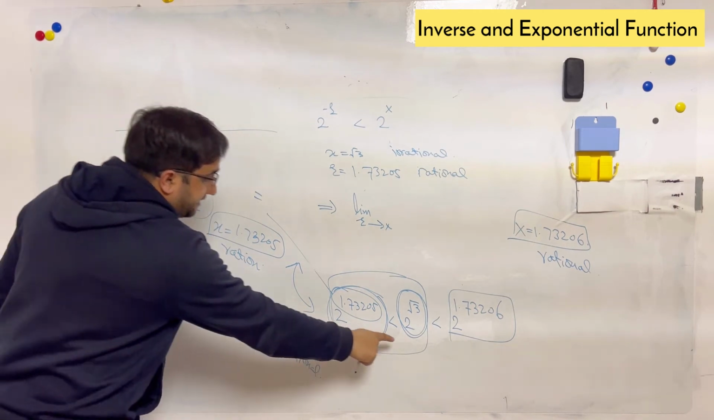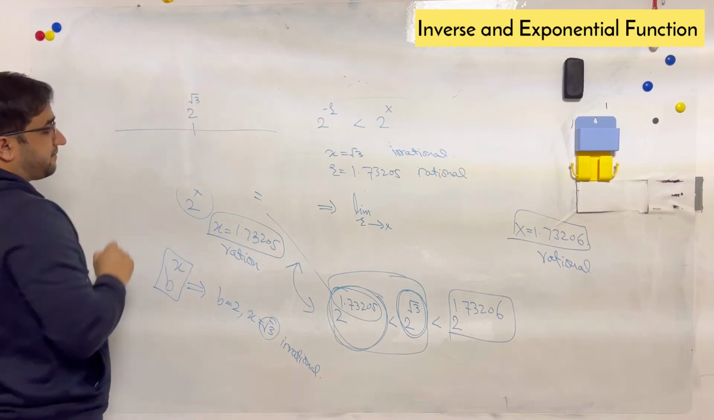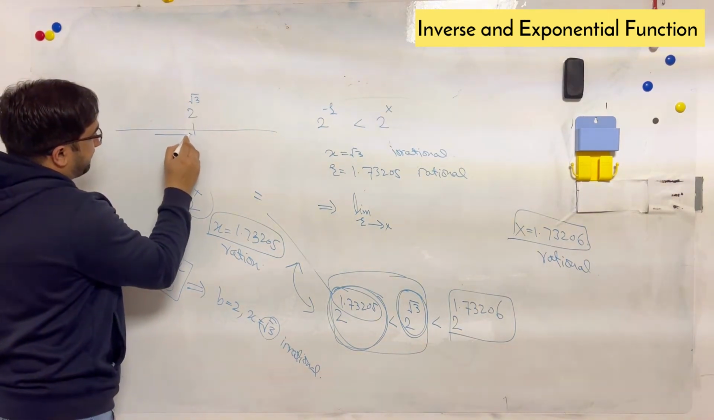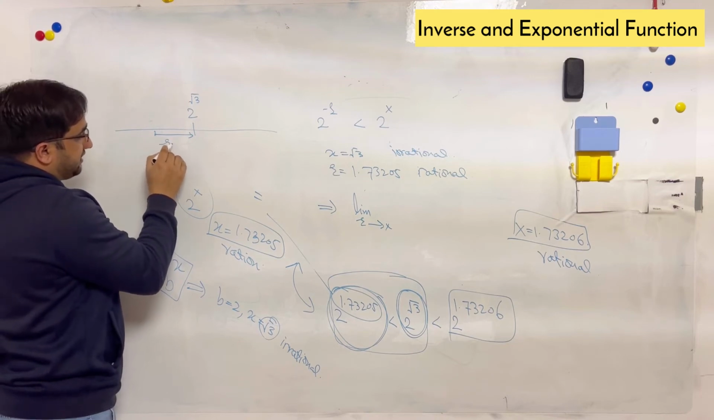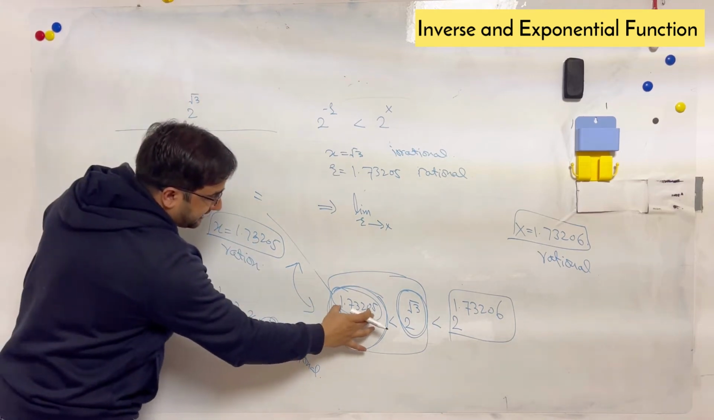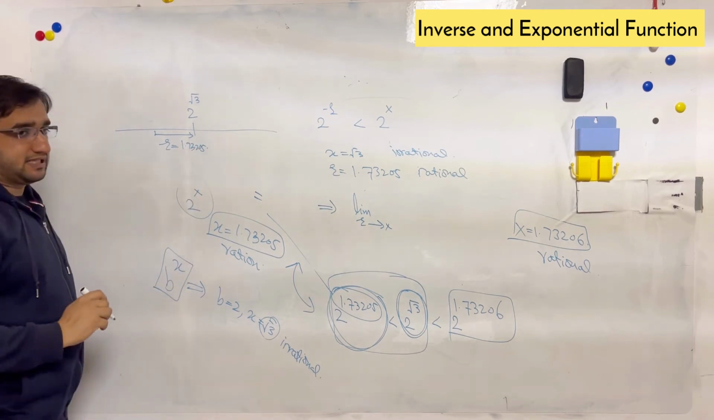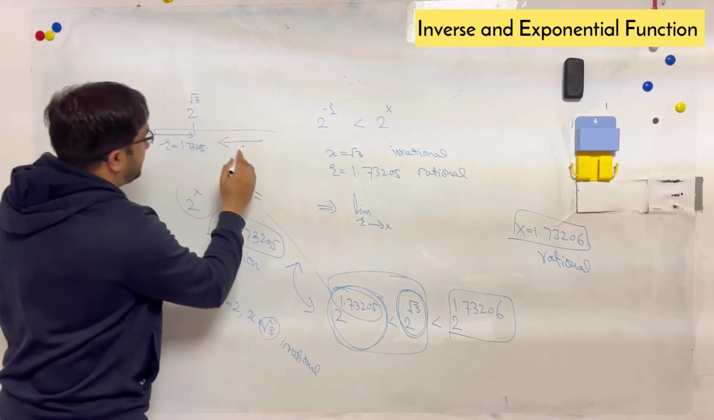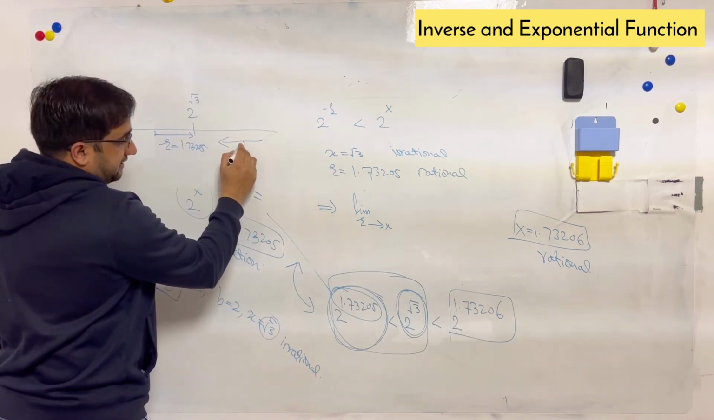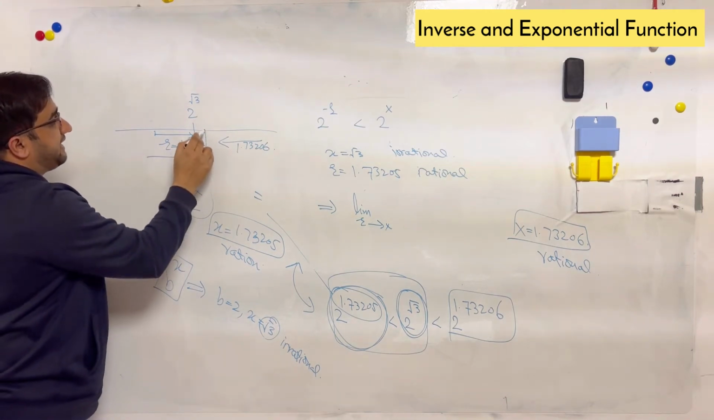The middle guy is sitting here, and this is 2 raised to the power root 3. From here to here, I am approaching with the value r equal to the value on the left, 1.73205. And from this side, later I will approach with this value, 1.73206. The first case is the left hand limit.